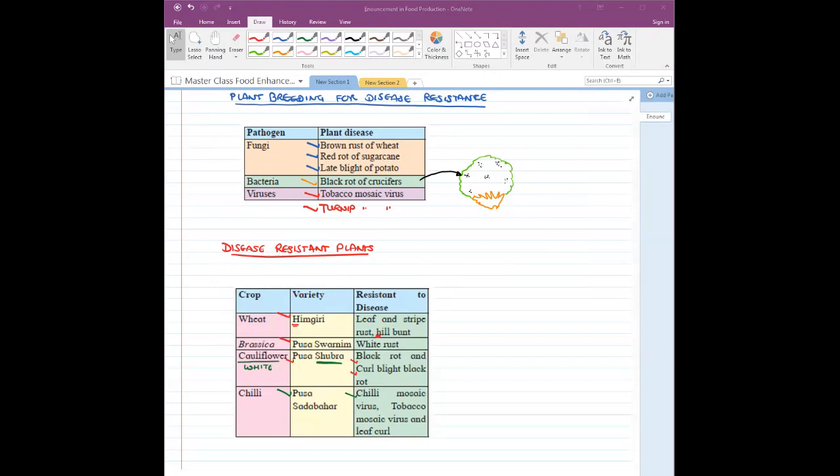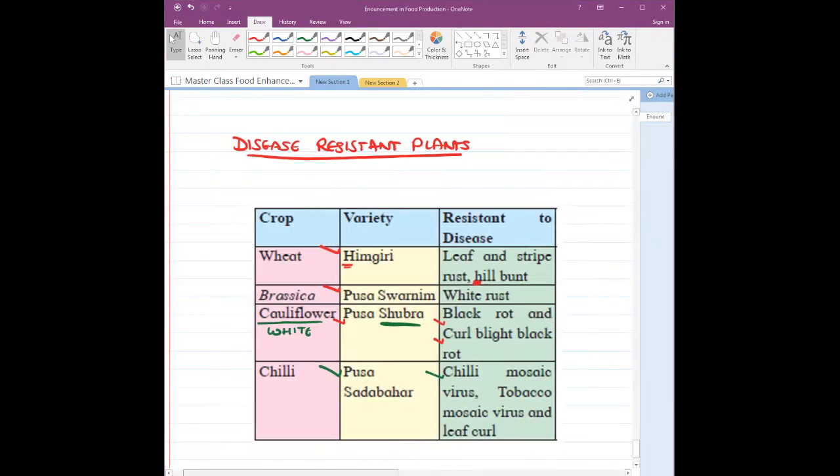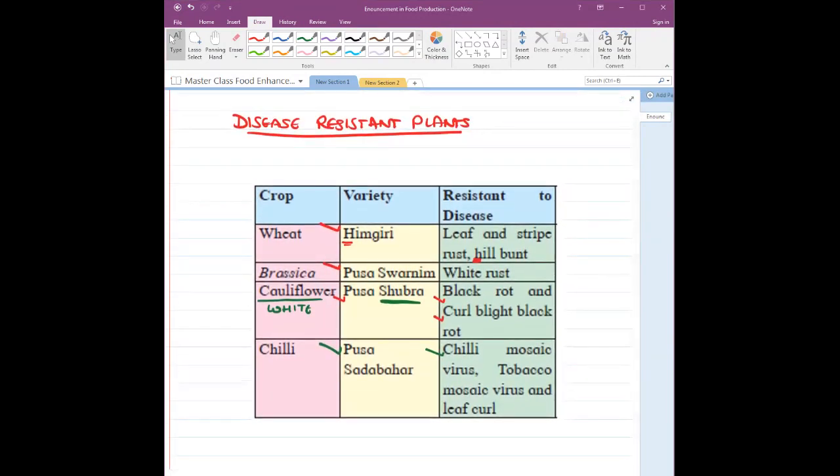Okay, but now guys, after this, we did not stop over here. This is one type of breeding. Just go through these ones. Then we'll move on to the next one, that is mutational breeding.